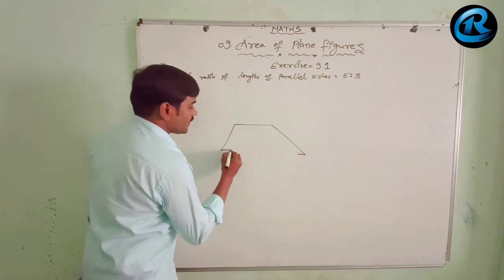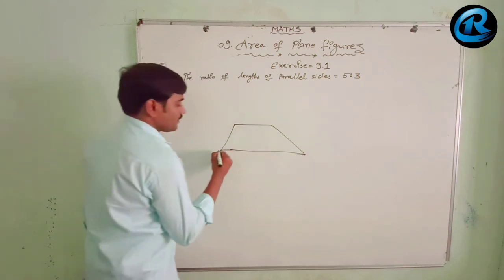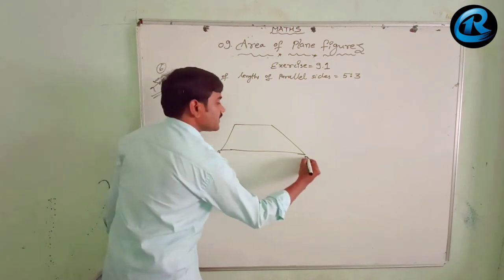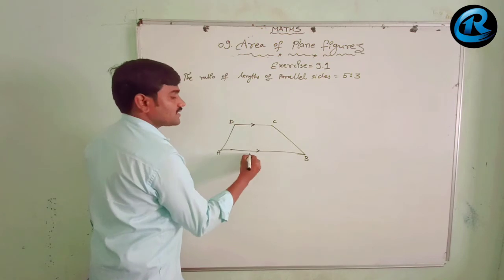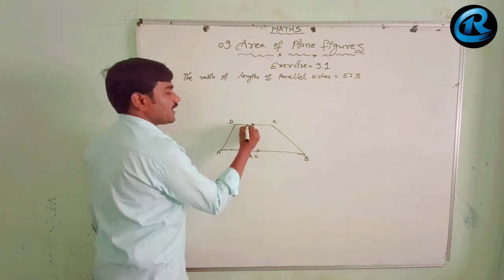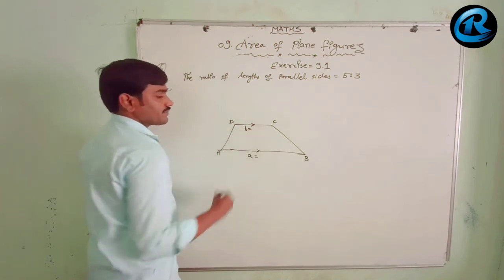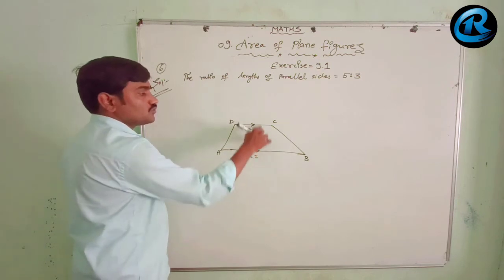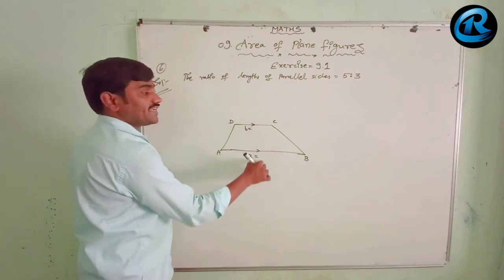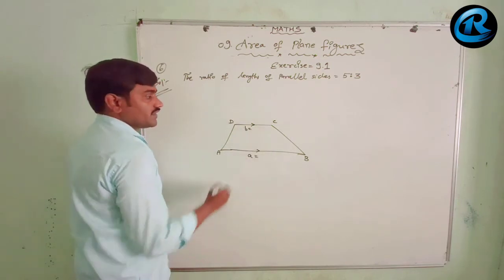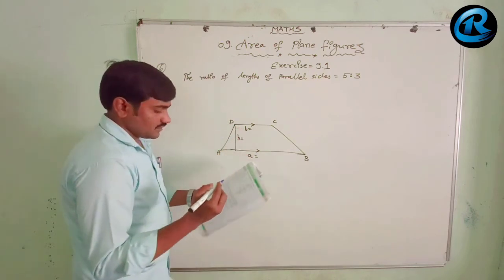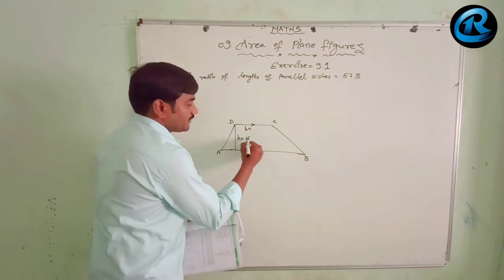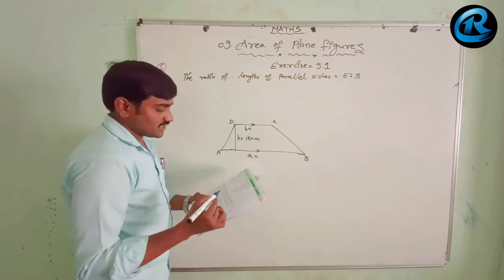Okay. Suppose ABCD is a trapezium. These two are the parallel sides, a and b. These two sides are in the ratio of 5:3. The distance between them is given, h equal to 16 centimeter.